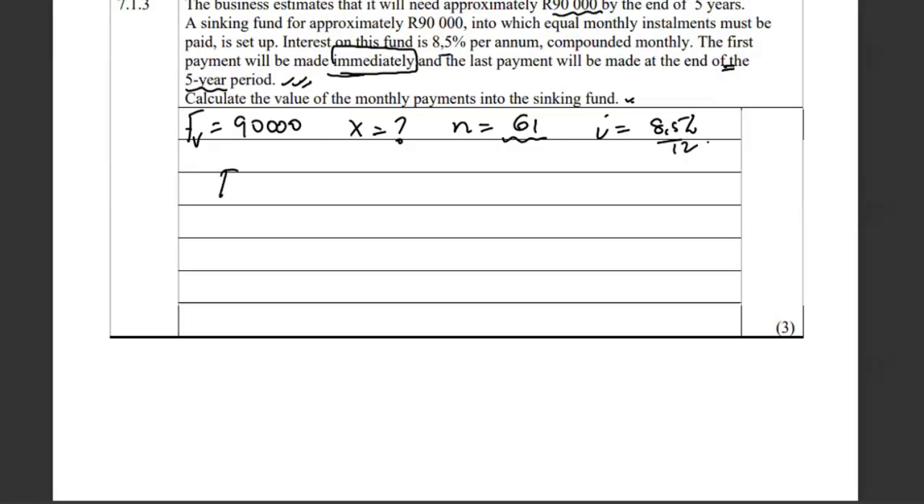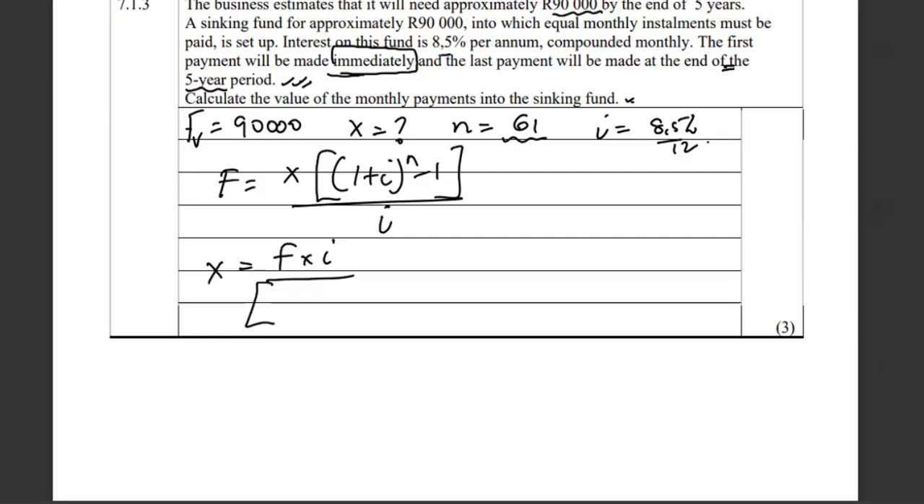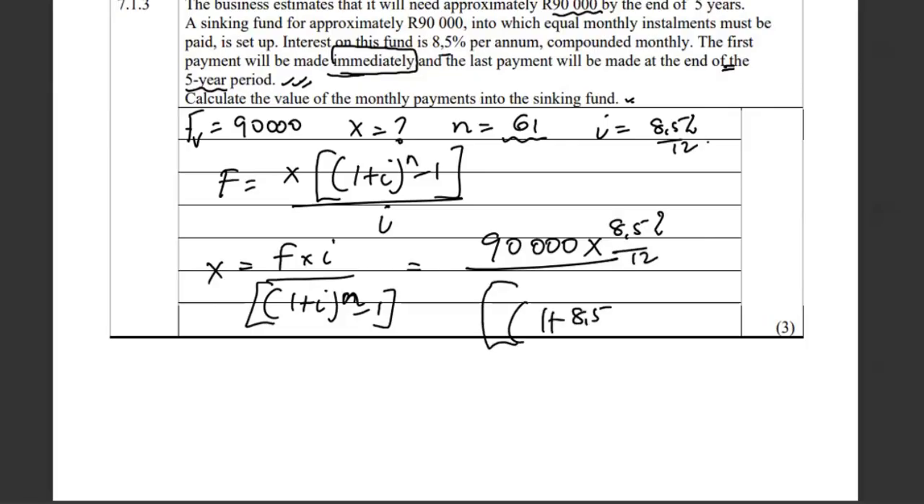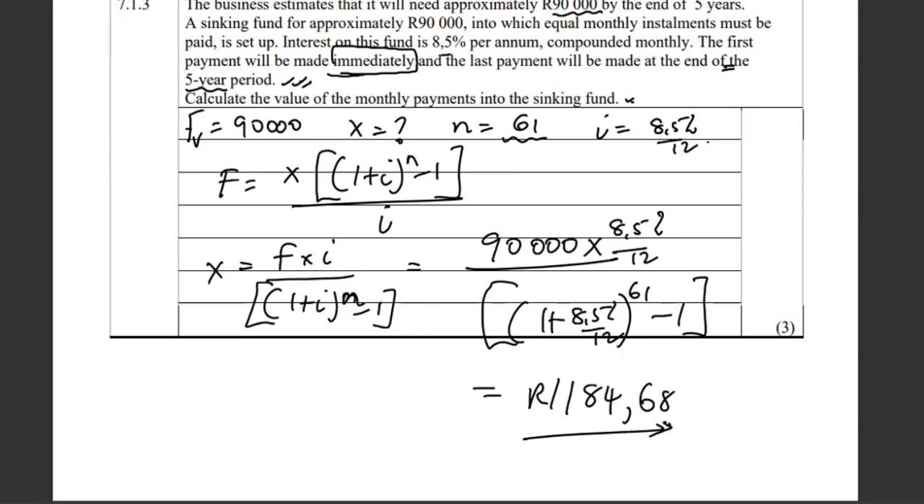Okay, so if we substitute into the formula, we have 1 plus i to the exponent of n minus 1 over i. We're looking for x, meaning that it's going to be F times i over this entire bracket, 1 plus i to the exponent of n minus 1. Let's do the substitution. So it's 90,000 multiplied by 8.5% over 12, over 1 plus 8.5% over 12 to the exponent of 61 minus 1. So I'm getting 1,184.68 rands. All right, so that is how I would have gone about that 7.1.3.